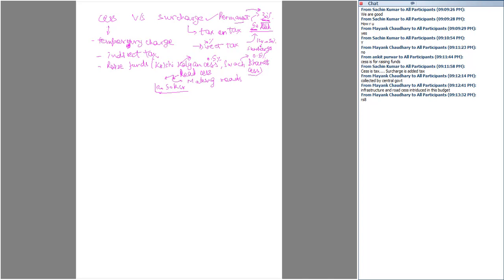Whatever you're buying, cess will be levied on that. You're going to a restaurant, you're buying something, say, from Reliance Digital or Reliance Fresh, or maybe a Walmart store or any other store. So there you will find that there's Krishi Kalyan cess, Swachh Bharat cess, Road cess. These are all indirect taxes. They are not a part of the GST. They are different from that. Okay, and yeah, so cess and surcharge.